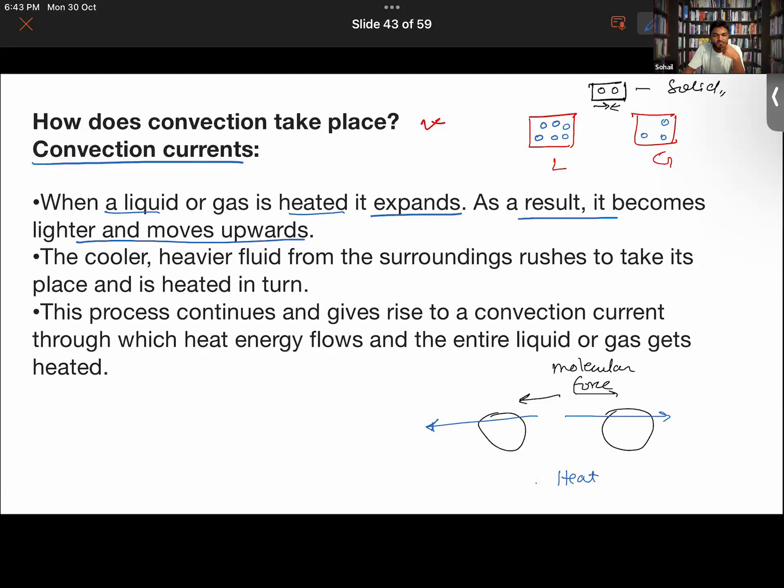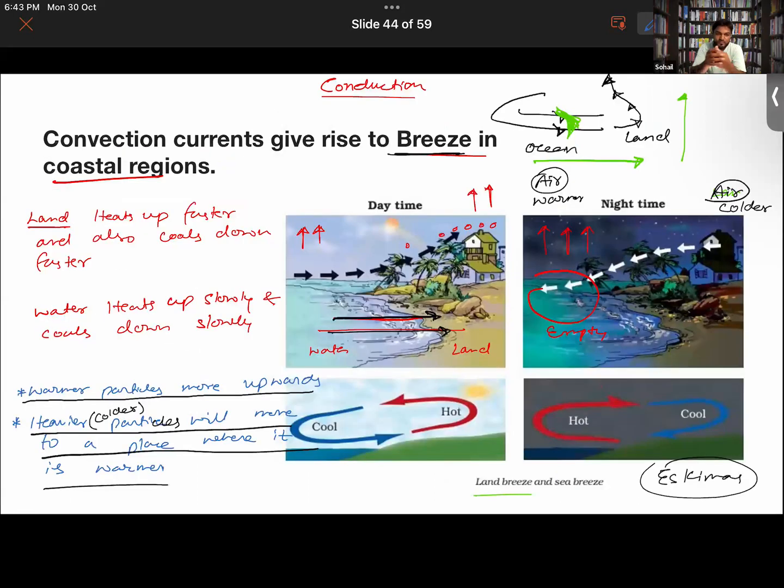All right now. So that is the case with the convection currents. It's the process in which heat transfers from the hotter part of the fluid to the colder part of the fluid with the actual movement of the particles. So that is simply convection. In the previous class, we did talk about land breeze and sea breeze also, right?